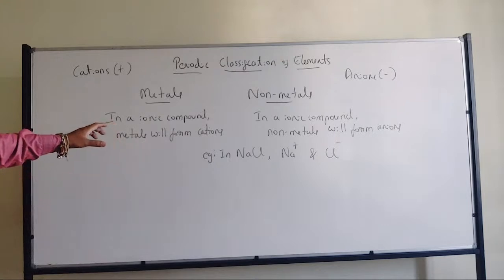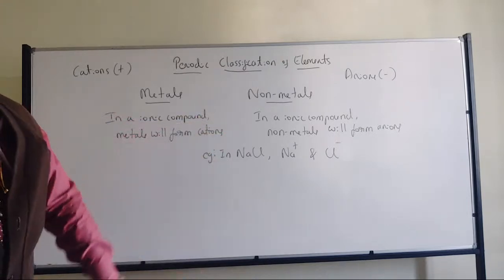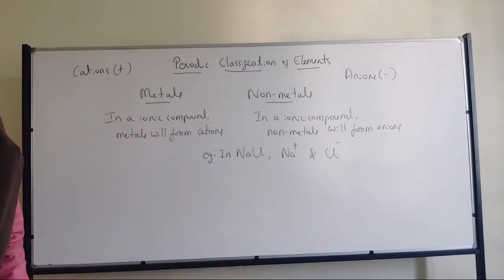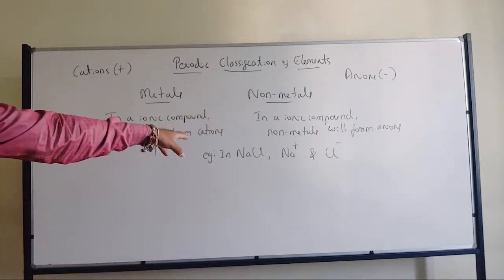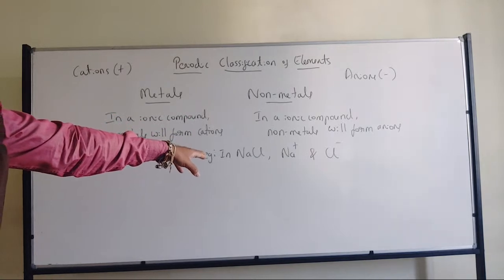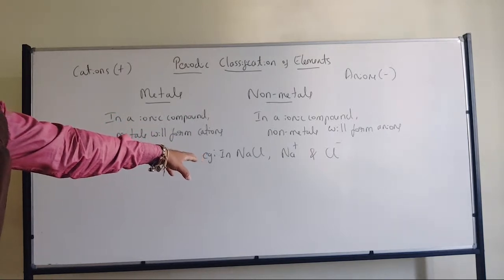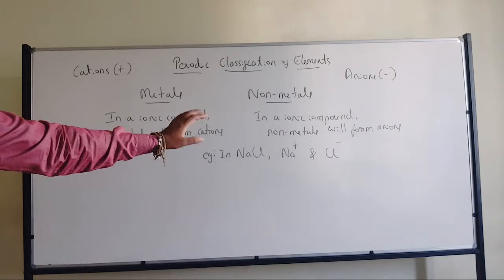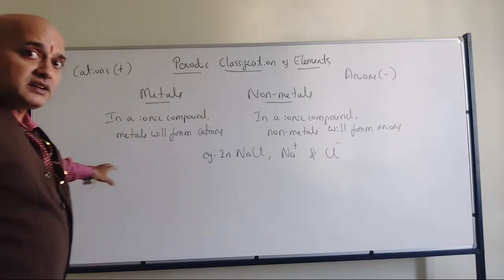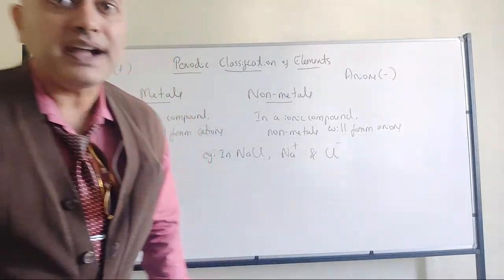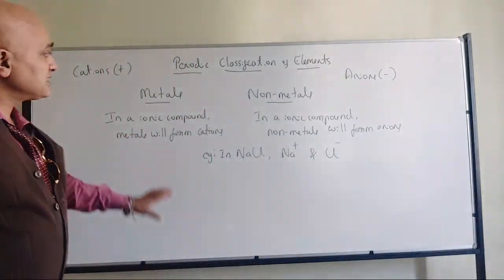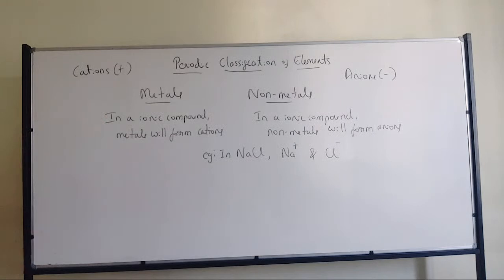Okay. So that's where we have in NaCl, Na plus and Cl minus. Where anions are Cl minus, cations are Na plus. So Na plus is derived from sodium. Yes, Dikshit. Good morning. Good morning, everyone. So that's where we have Na plus and Cl minus. So that's where we have metals and non-metals.